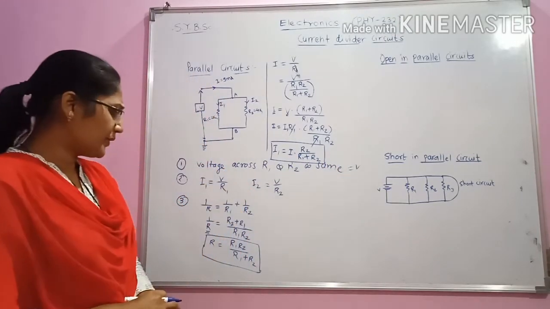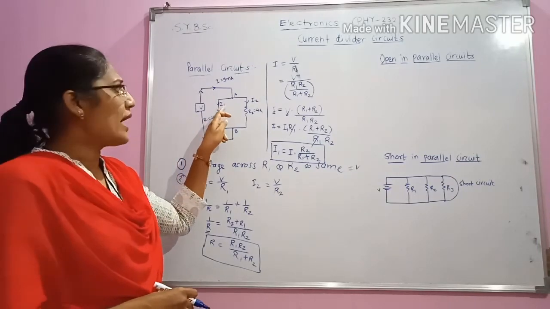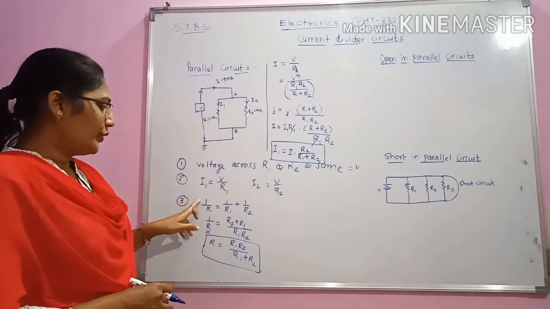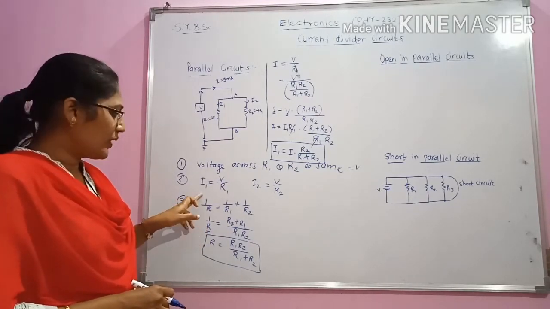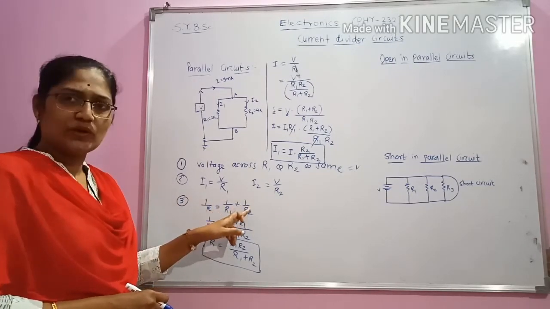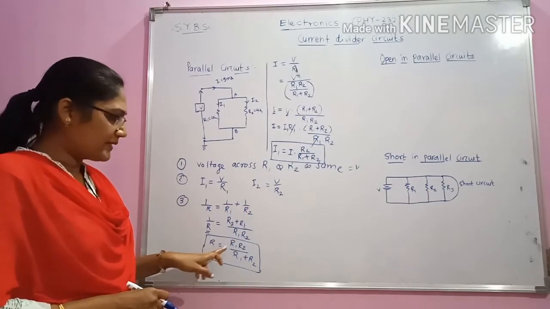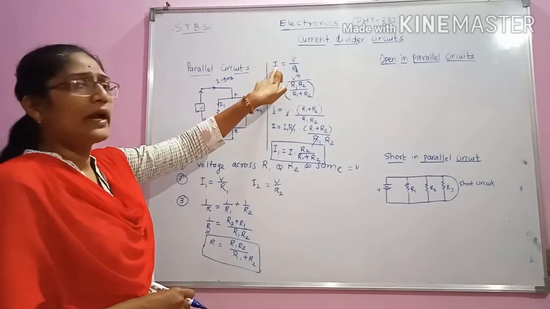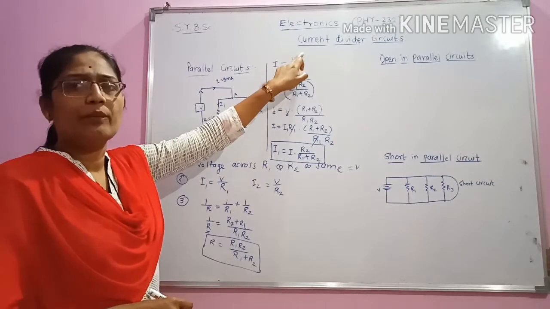What we did up till now, we want to find out the value of branch currents I1 and I2. In order to find them, we know the equivalent resistance for parallel circuits. So we have written the formula 1 upon R is equal to 1 upon R1 plus 1 upon R2. Simplifying it, we have obtained the value of R as R1 R2 divided by R1 plus R2. And we know that the current flowing through the parallel circuit, I, is equal to V upon R.